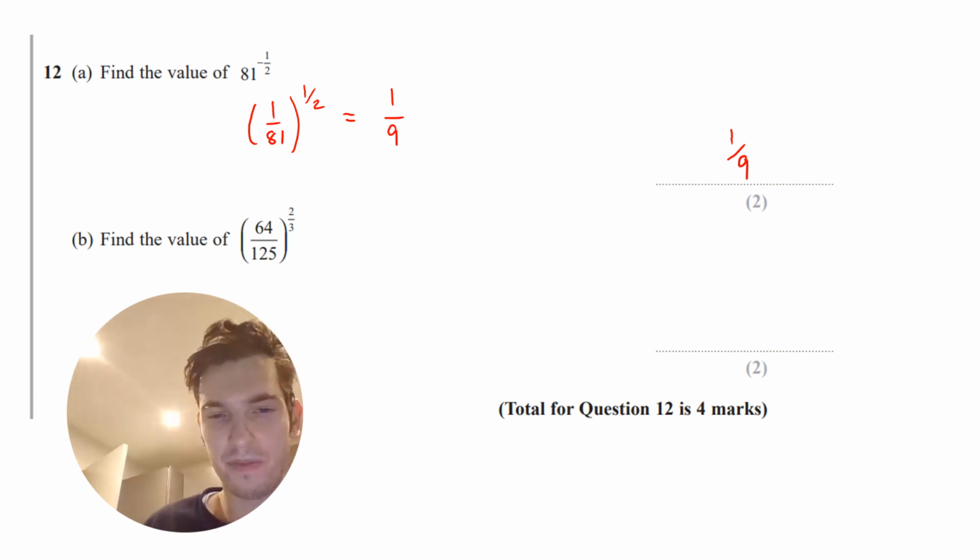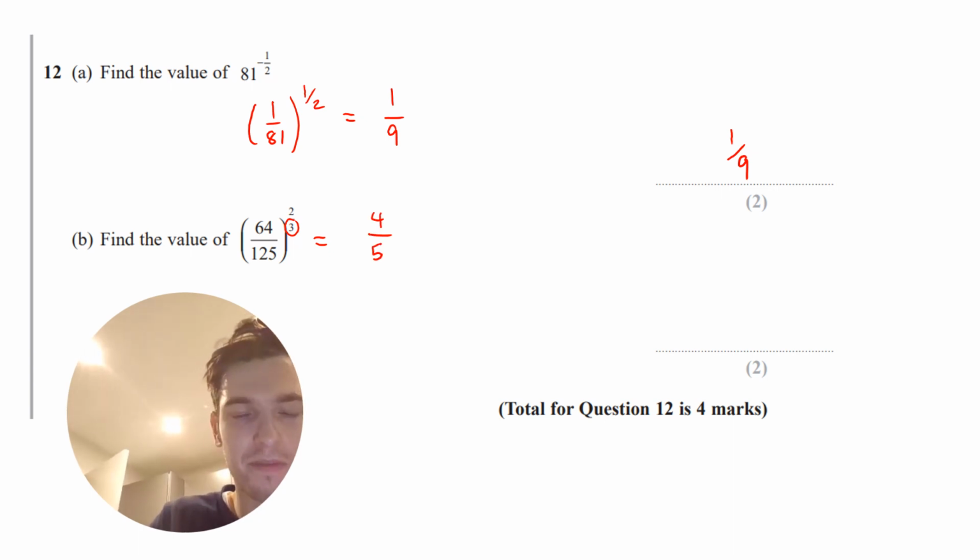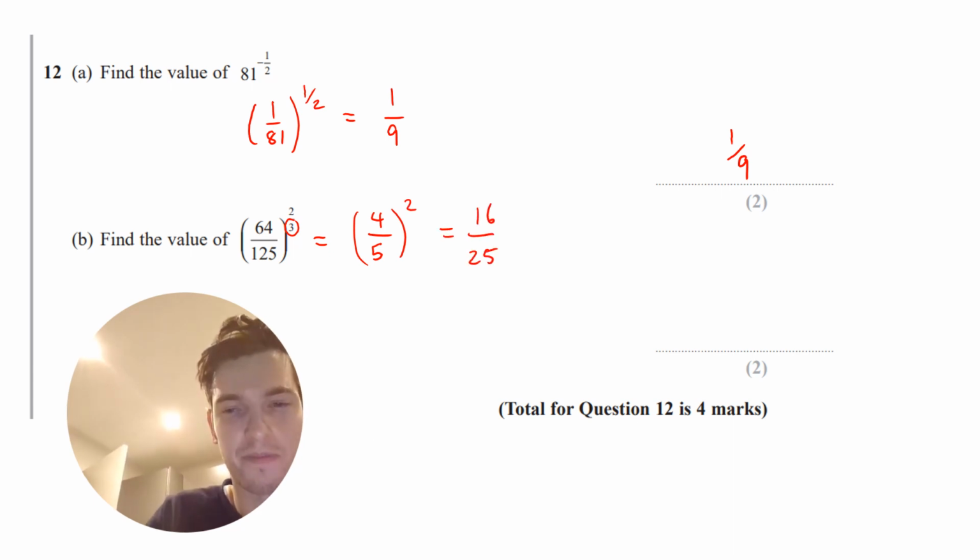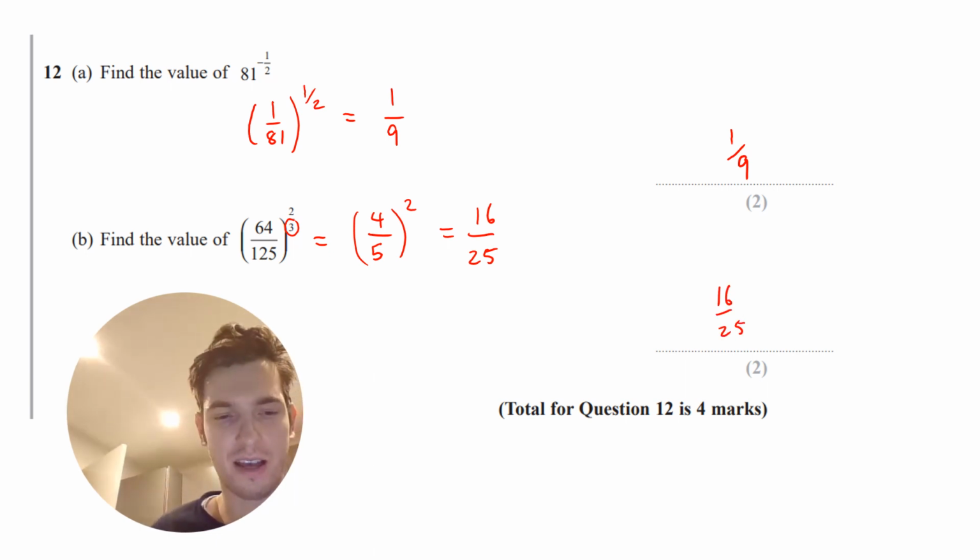And then the third one, okay, so I've got a power of 2 over 3. So first thing I need to look at is my denominator. So that means I need to cube root. So you should know your cube roots. So cube root of 64 is 4. Cube root of 125 is 5, but then I need to remember to square it. 4 times 4 is 16, 5 times 5 is 25. So that's my answer. Good, let's keep going.